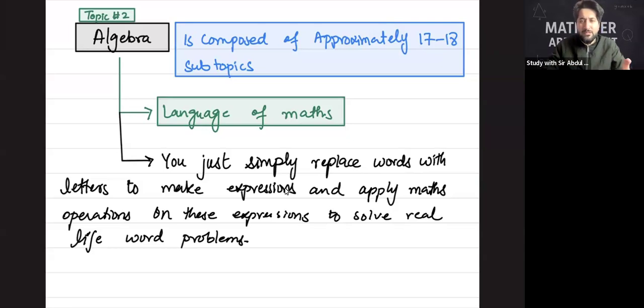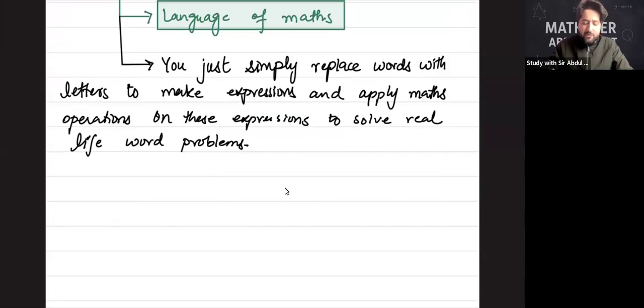So we are doing algebra on a daily basis. हम regular basis पे algebra को इस्तेमाल कर रहे होते हैं, लेकिन we don't know whether we know the algebra or not. ठीक है, हमें ये चीज़ का idea नहीं होता. Okay, now just simply understand this thing that it is the language of maths, and we will be replacing words with letters, making expressions, and applying math skills on those expressions to solve real life world problems.